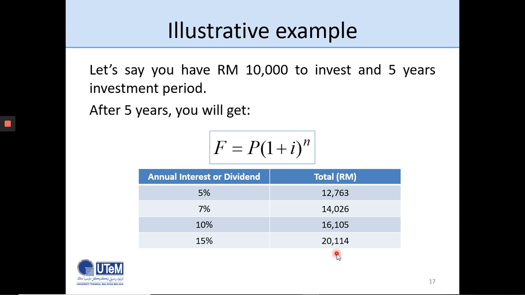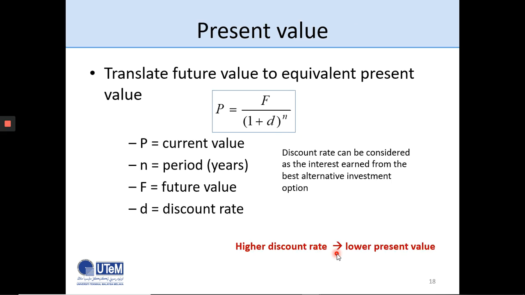Okay, so that is the idea behind annual interest rate or annual dividend rate, and this is the basis of how we determine where we put our money. On the opposite side, we also want to know what is the future value of money equivalent to our current value now, our present value.